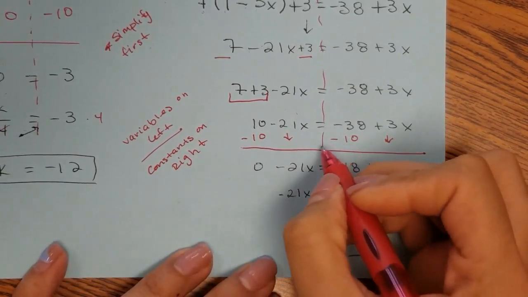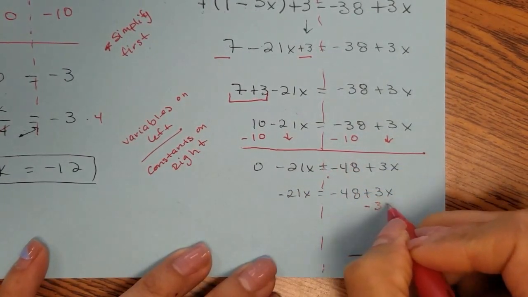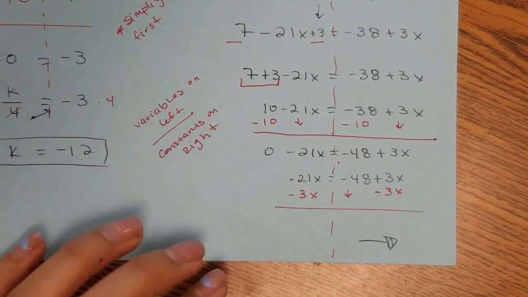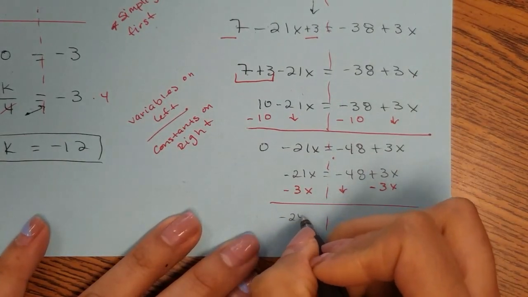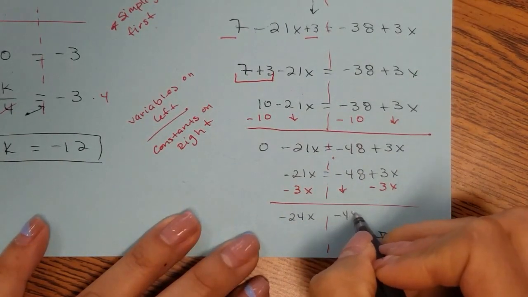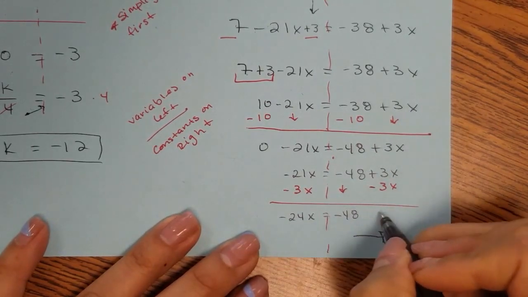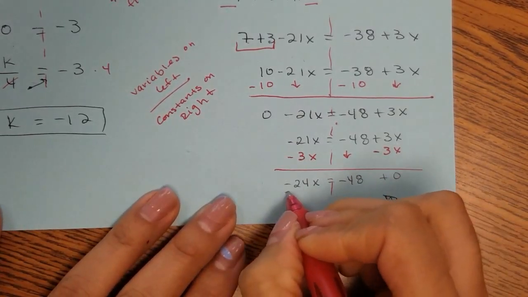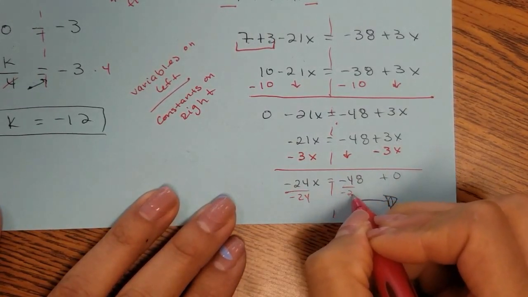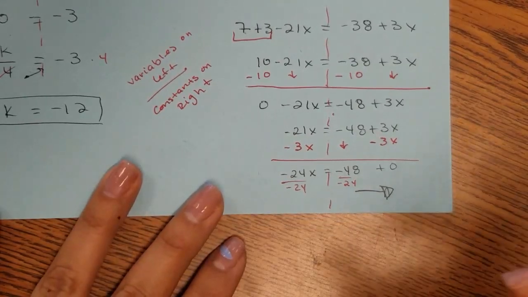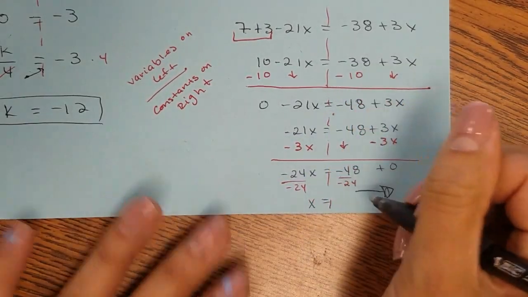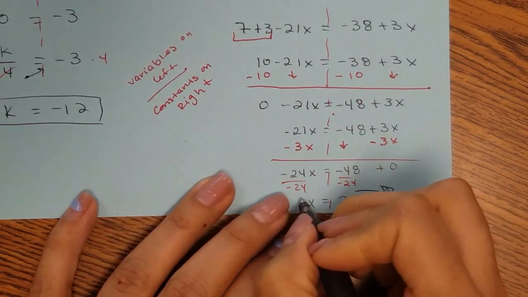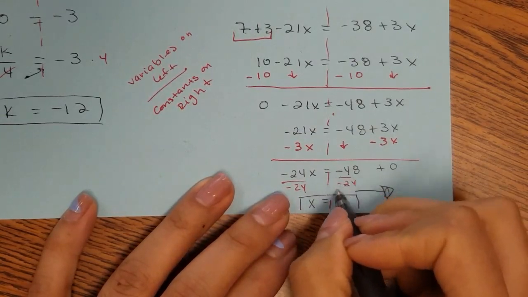Now I'm going to move this 3x to the other side. That's going to come down. Negative 21 minus 3 is negative 24x equals negative 48 plus 0. Here you can just divide both sides by negative 24. So that you get x is equal to positive 2. Excuse me. Positive 2 there. Make sure you guys are catching your double negatives.